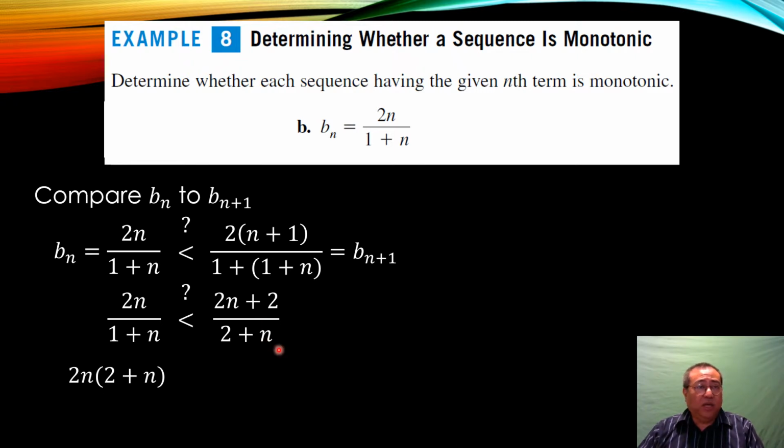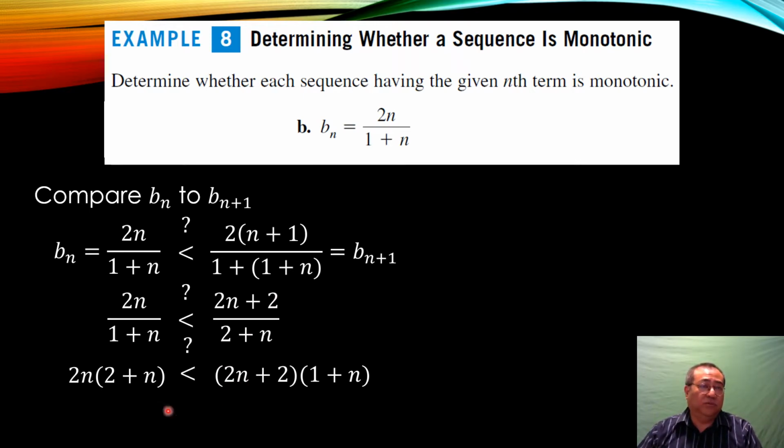All right, n is a positive integer, so we can multiply both sides by this common denominator. If we multiply the left side by 2 plus n and the right side by 1 plus n, technically we're multiplying both sides by both denominators, except on the left-hand side the 1 plus n would cancel, and on the right-hand side the 2 plus n would cancel. You can think of this as cross multiplying if you want. So it's 2n times 2 plus n, and 2n plus 1, and 2n plus 2 times 1 plus n.